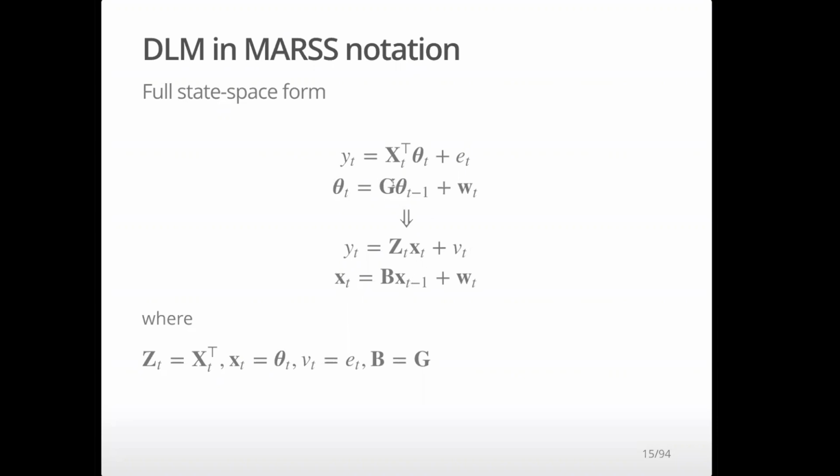We're going to take G and replace that with B, and we'll leave W as it is. So this should be pretty familiar form now to everyone. You've got a single observation, multiple states, and here's the evolution of those states. Okay, so just by doing some simple substitution here, this is the way we would write this in MARSS form. And if you were going to try to solve this model using the MARSS package, for instance.